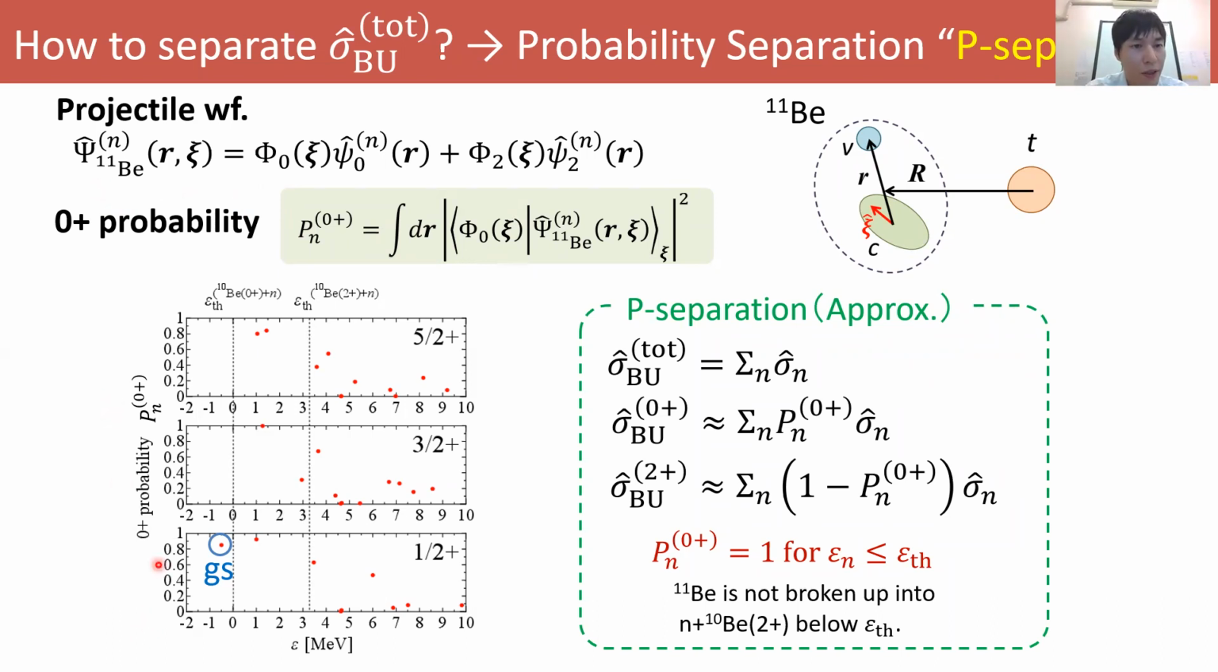This figure shows the 0 plus probability as a function of the excitation energy. For example, the ground state of beryllium-11 contains the ground state core by 90% like this. All the other states are breakup states. And as you can see, the 0 plus components are scattered by diagonalization.